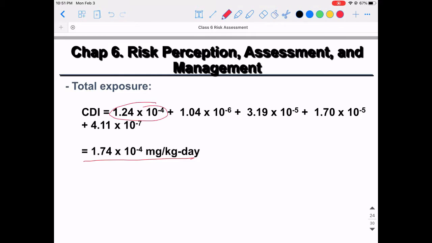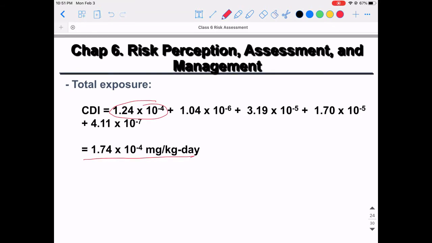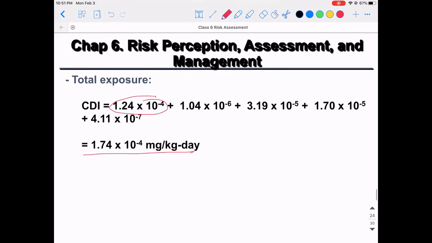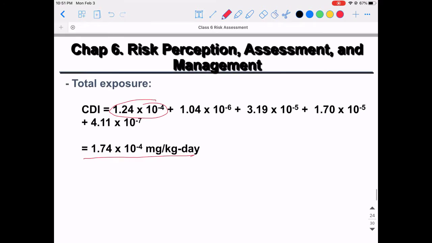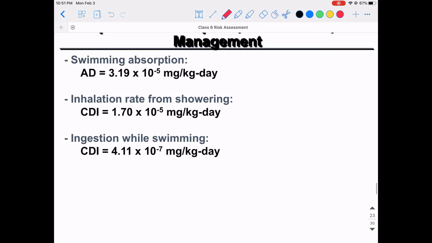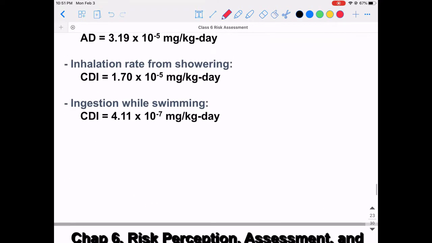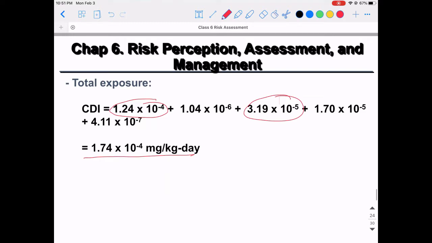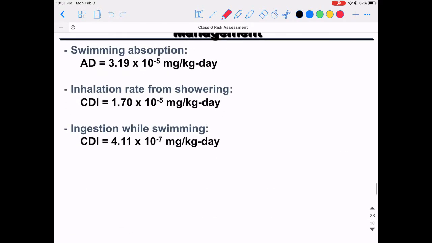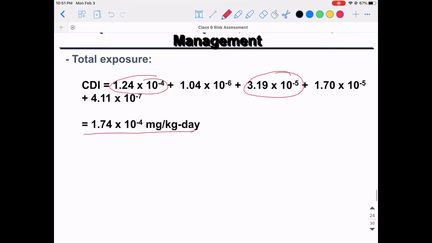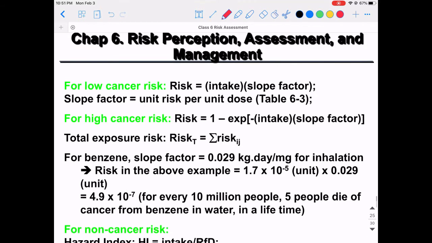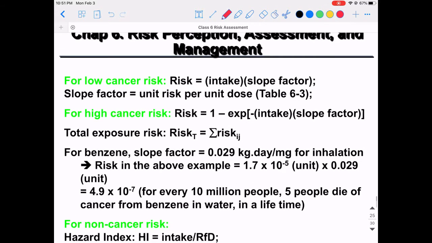And you can see that the drinking process is a major process that's leading to the risk of these contaminants, right? What is the second most significant one? It's actually the swimming absorption. Okay? And of course, the inhalation during the showering is also going to affect. All right?